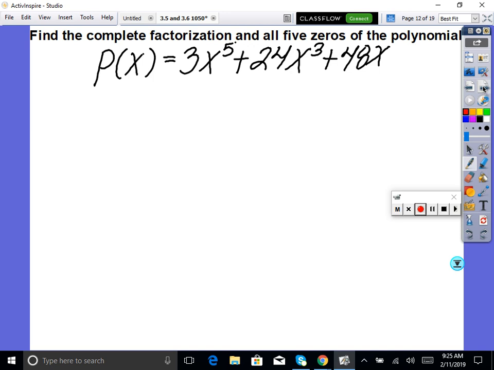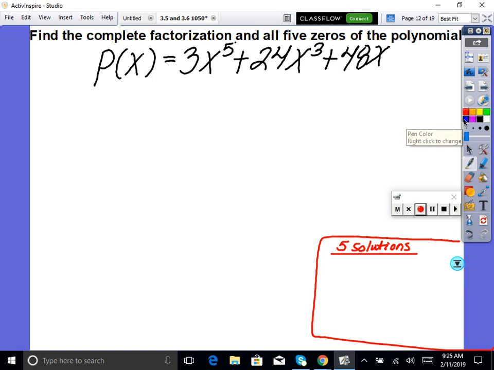Okay, degree 5. It says find the complete factorization and all 5 zeros of the polynomial. Well, first of all, guys, before you try any method, you look to see if you can factor something. So we have 5 solutions total. Let's see what factoring technique, what can I pull out? Let's pull out an x, but even better, they all divide by 3. So that'll be better, won't it? If you pull out 3x, divide by 3x, divide by 3x, divide by 3x.